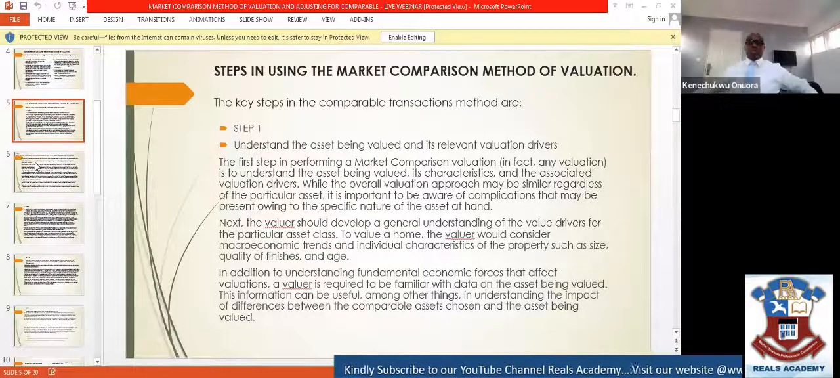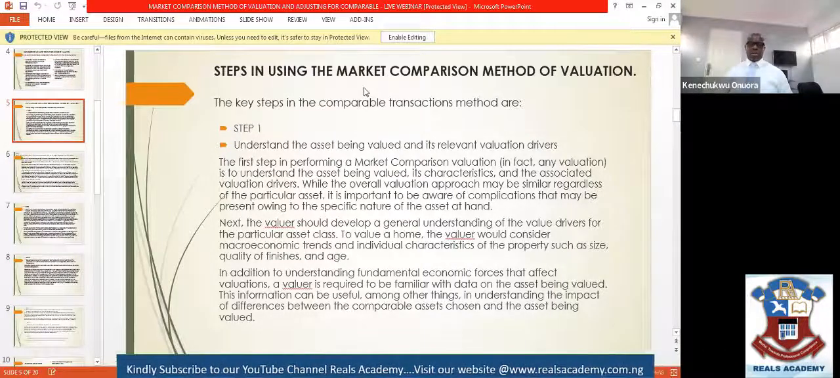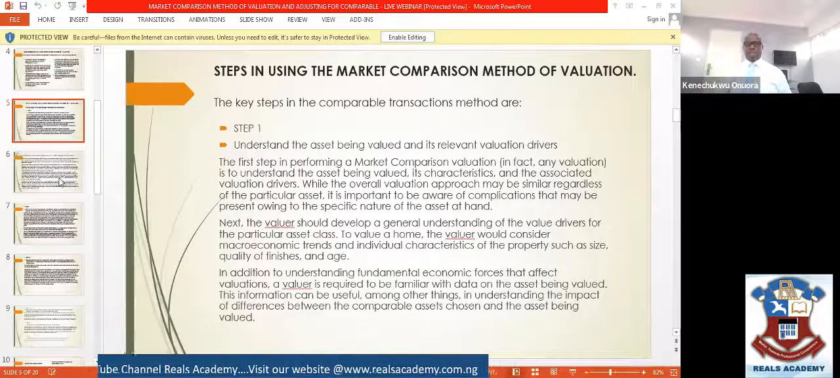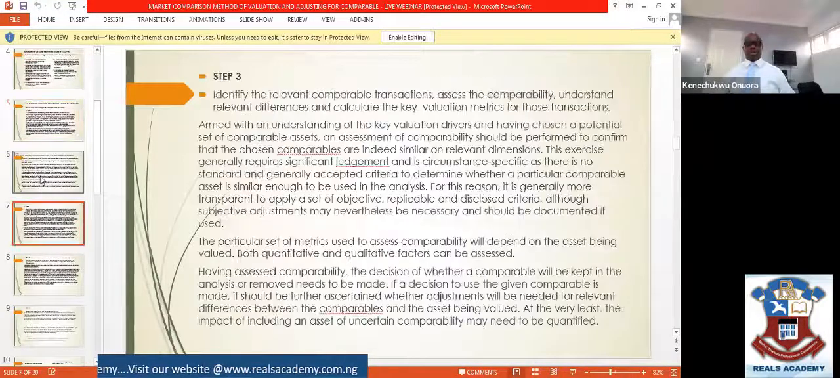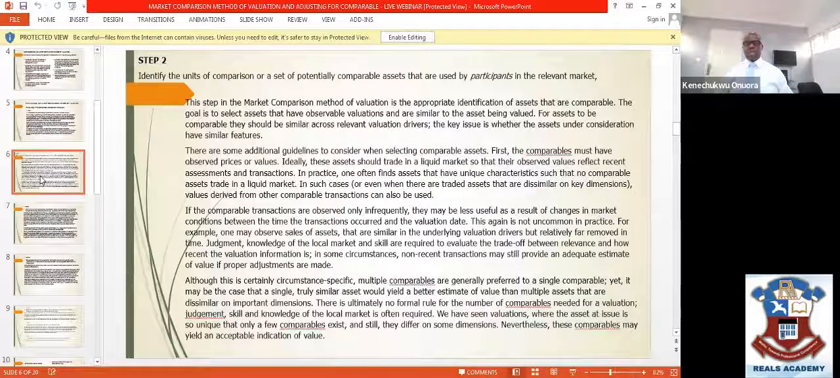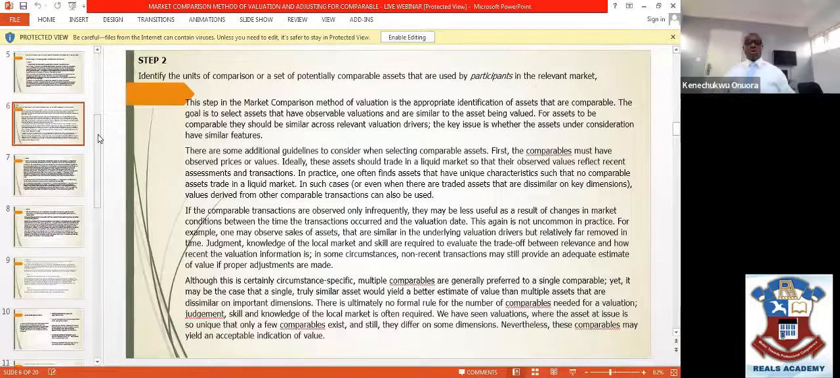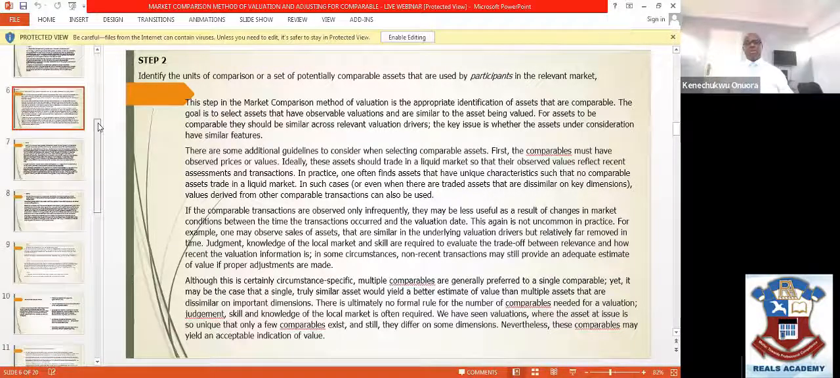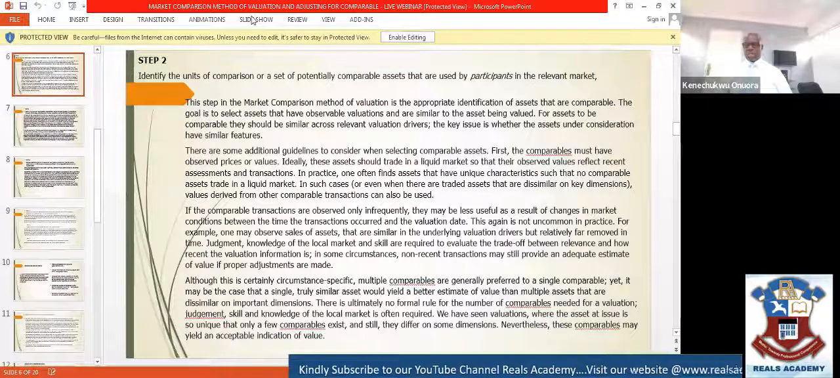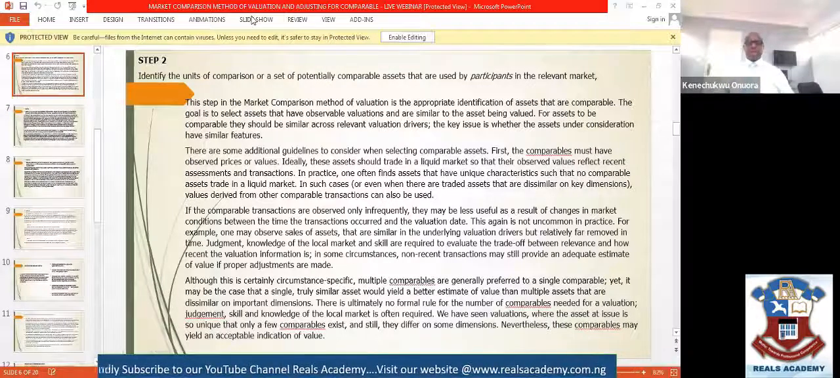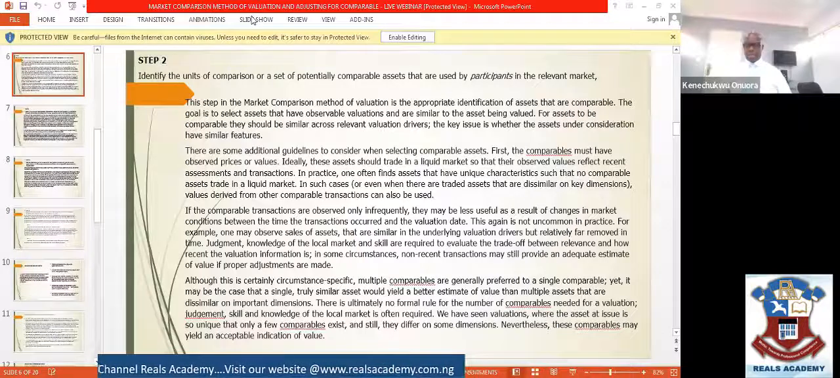Having understood the property you're going to value, you're now going to identify a set of potential comparable properties. What you're now going to be looking at is property that will match or be close to the one you're going to value, so you use them as comparable. You'll be looking at property that should trade in a liquid market. A liquid market is a vibrant market where there is steady buying and selling.